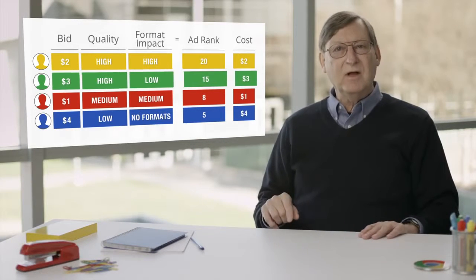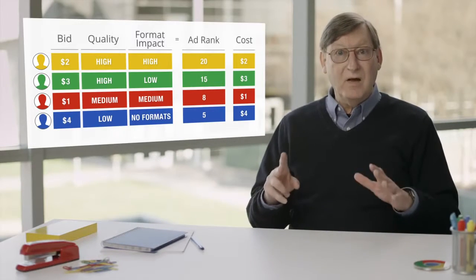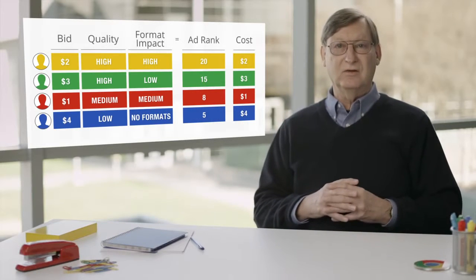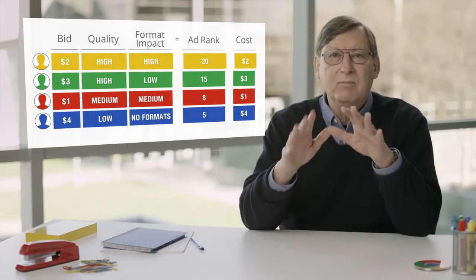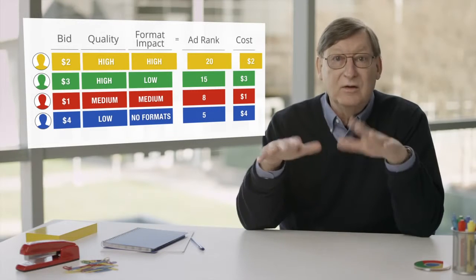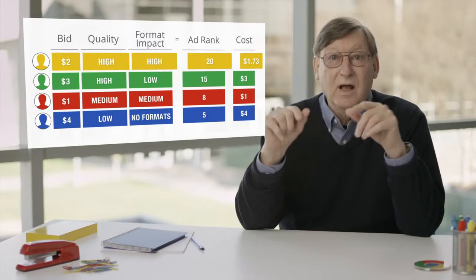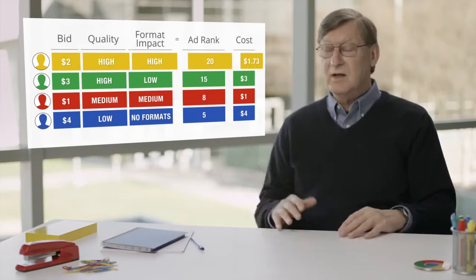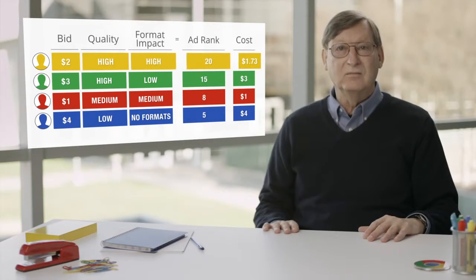So let's get back to our ad rank table and talk about the advertiser in position 1. He's competing with the advertiser in position 2, so the amount he has to pay is going to be just enough to beat the ad rank of the advertiser in position 2. For example, although he bid $2, he could have bid as low as, say, $1.73, and he would still have outranked the advertiser immediately below him. So that's what he'll pay for a click, $1.73.